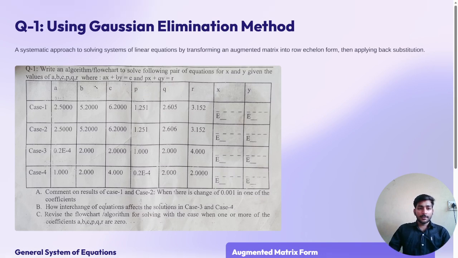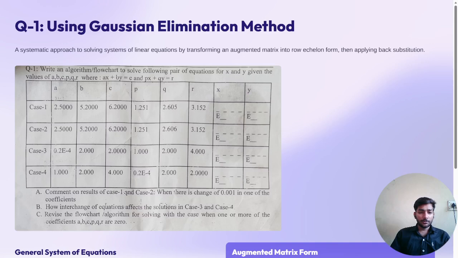Here, write the algorithm flowchart to solve the pair of equations for x and y, given the values of a, b, c and p, q, r, where ax plus by is equal to c, and px plus qy is equal to r. These are the two given equations, and this is the table. And we have to calculate case 1, case 2, case 3, and comment on the results.